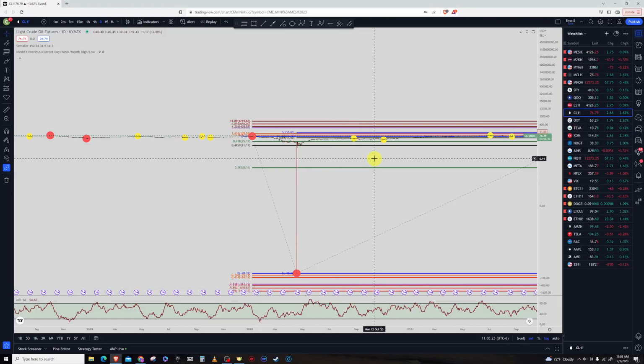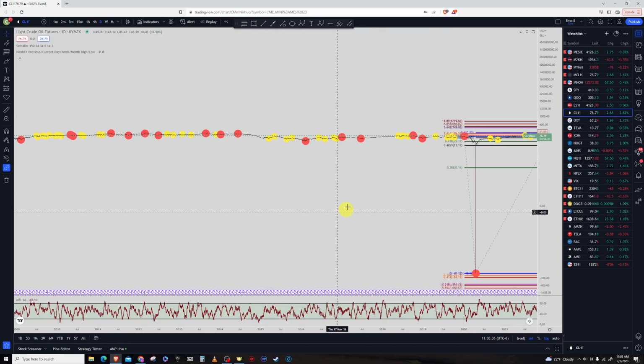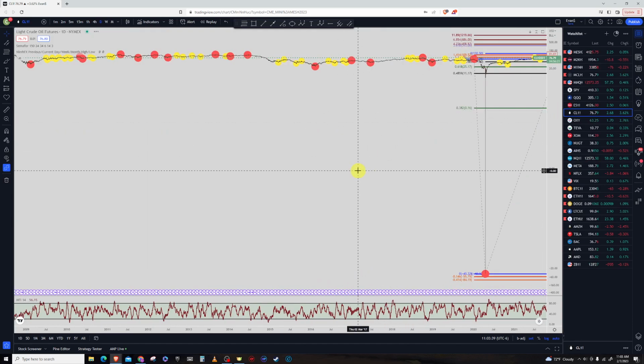Hello, I want to go over quickly a potential long-term target here for crude oil. What we're looking at right here is the continuous futures contract. So when the futures contracts just roll over, it just continues on. You don't have to keep on getting a new one. This is how you can look back for years and years and see where potentially price could be going.